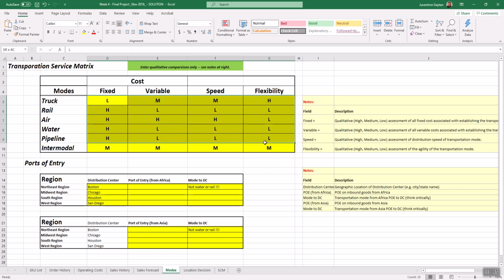This top part up here, you're going to subjectively assign low, medium, or high risk to the different modes of transportation, and the various fixed and variable cost, speed, and flexibility. So this is all subjective, and I'm just looking for some good analysis when you do this.